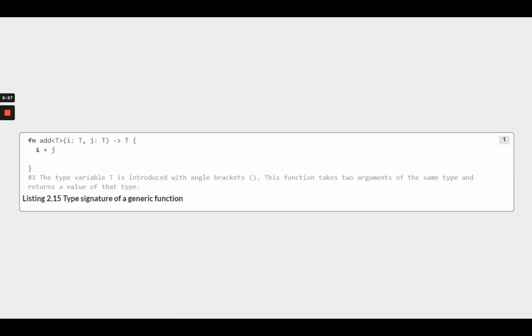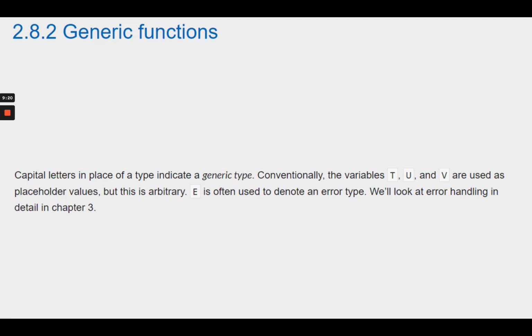Section 2.8.2 Generic Functions. Another special case of function syntax appears when programmers write Rust functions to handle many possible input types. So far, we have seen functions that accept 32-bit integers, i32. The following listing shows a function signature that can be called by many input types as long as these are all the same. Capital letters in place of a type indicate a generic type.